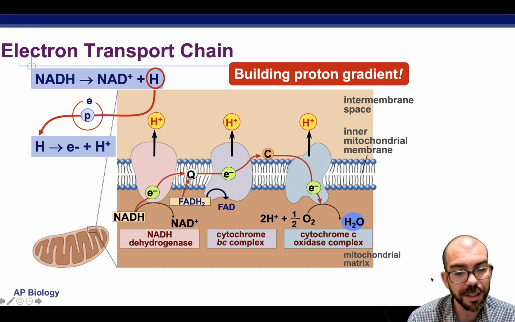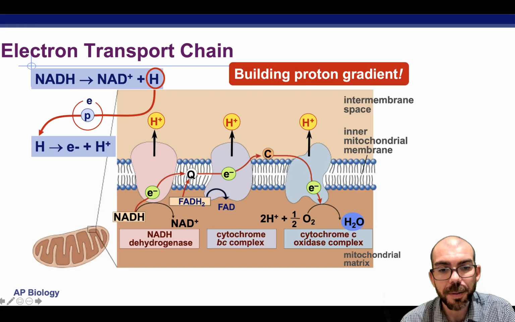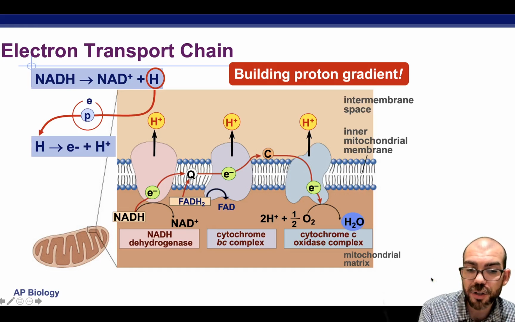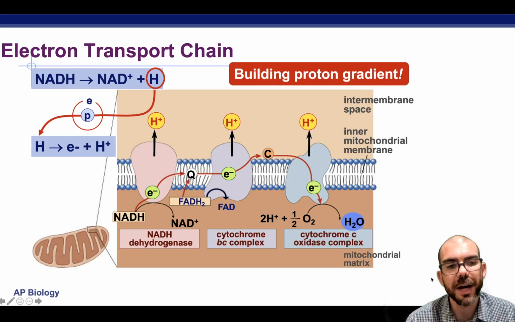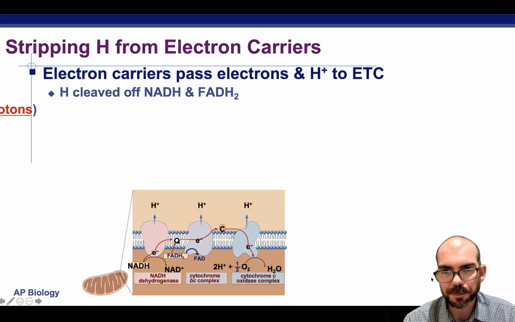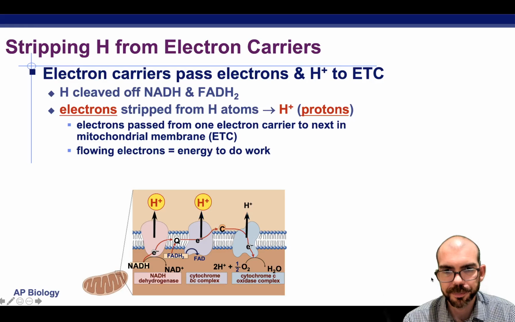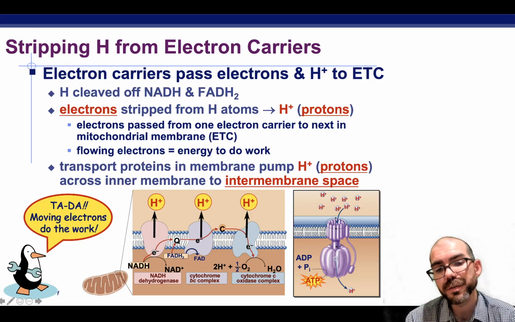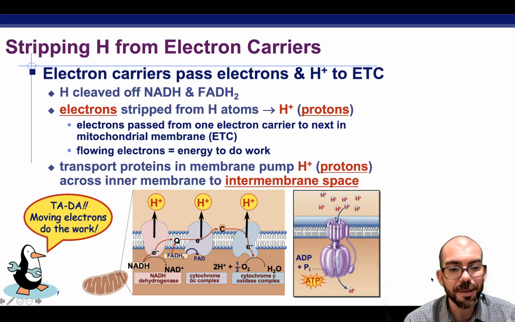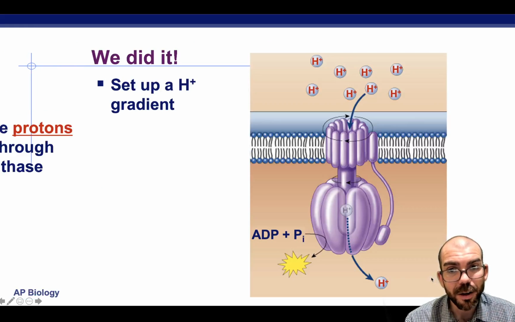So we're just building that proton gradient. We're breaking open our piggy banks. The electrons move down the chain to oxygen, which is called the final electron acceptor, because it's accepting all of those electrons, and it's being used to pump hydrogens up into the intermembrane space. By doing that, we now have our concentration gradient and can have those hydrogens diffuse through ATP synthase and make ATP. Finally, we did it.